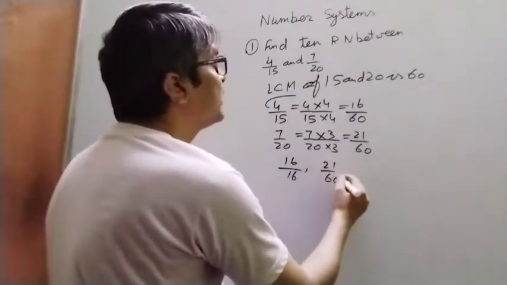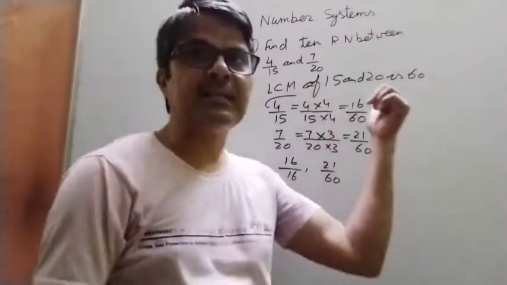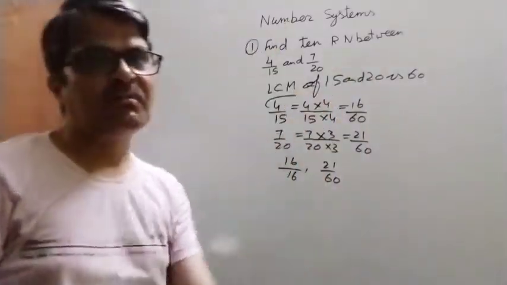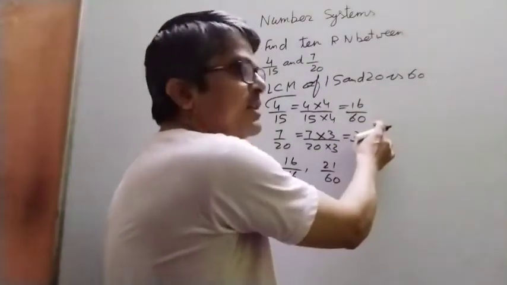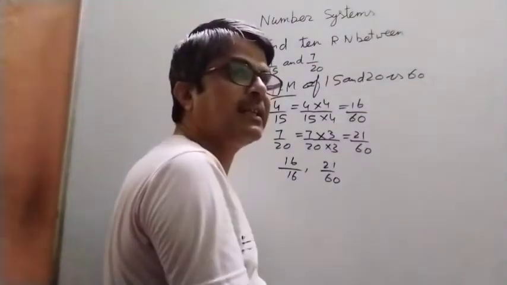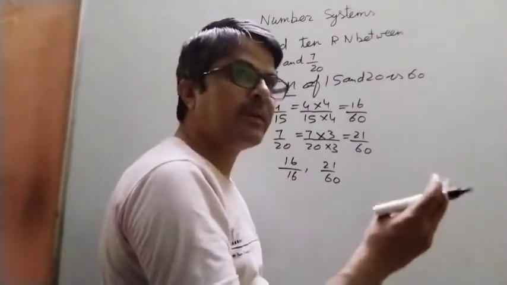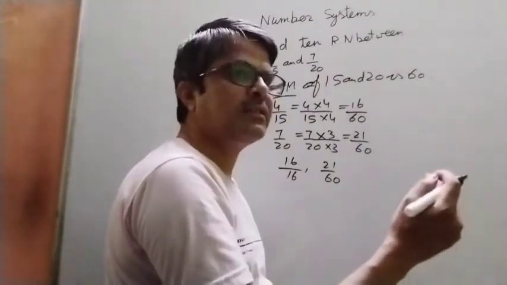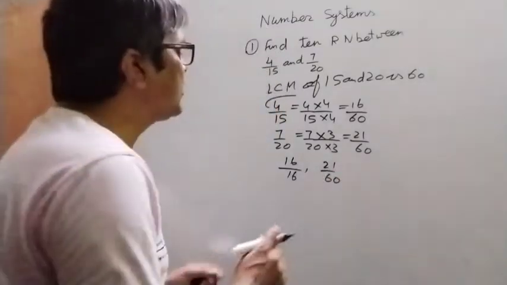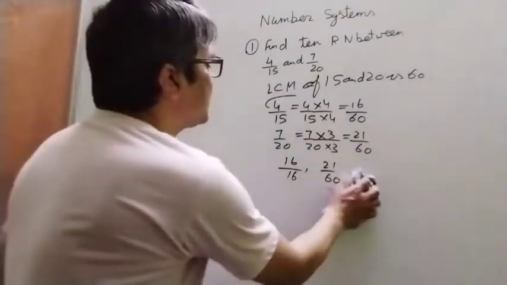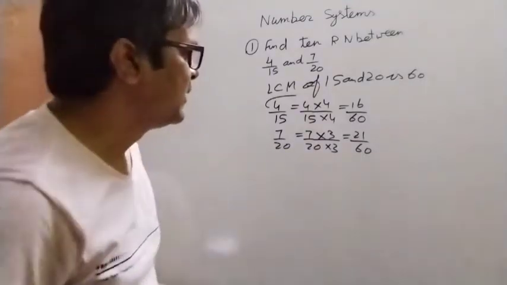But it has been asked, find 10 rational numbers. How many? 10. Between 16 and 21, how many numbers are there? How many natural numbers? 17, 18, 19, 20. Just 4. And you have to find 10. So what you have to do? You have to do just one thing.